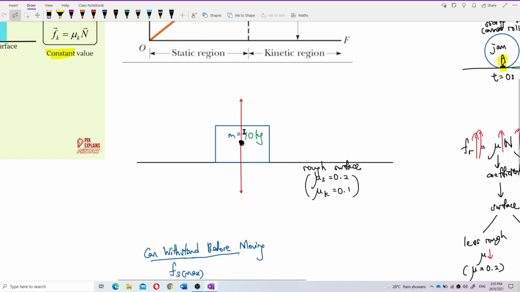Now, look at this. Let's find out the weight. The weight is W equal to mg, which is 10 mass times gravity 9.81. So this is 98.1 Newton, isn't it? The weight. So we know that for this case, the normal force is equal to the weight, which is also 98.1 Newton.